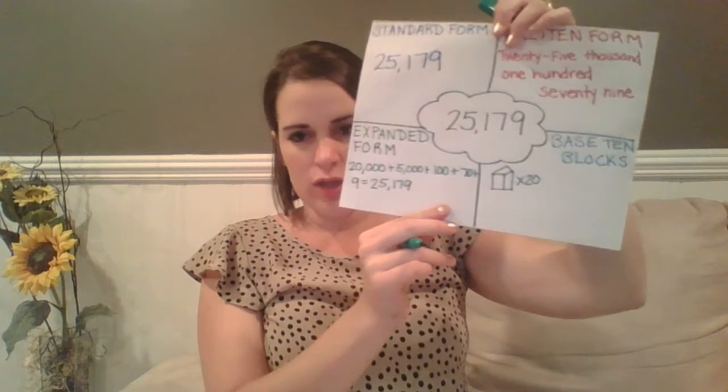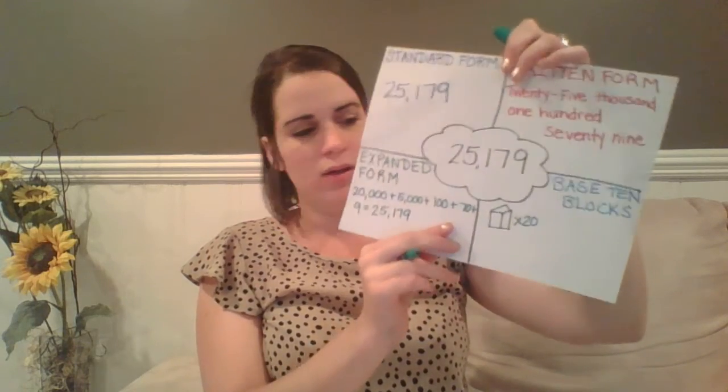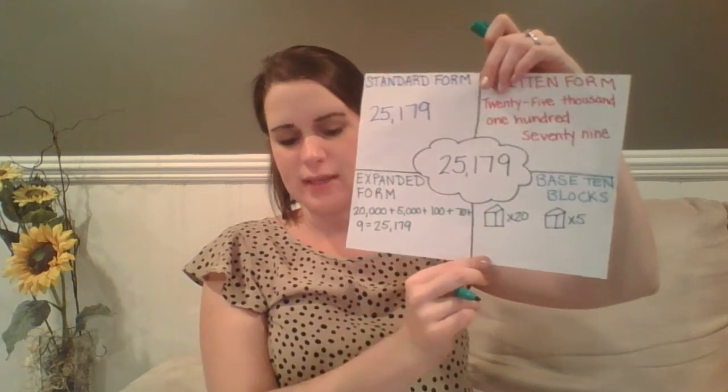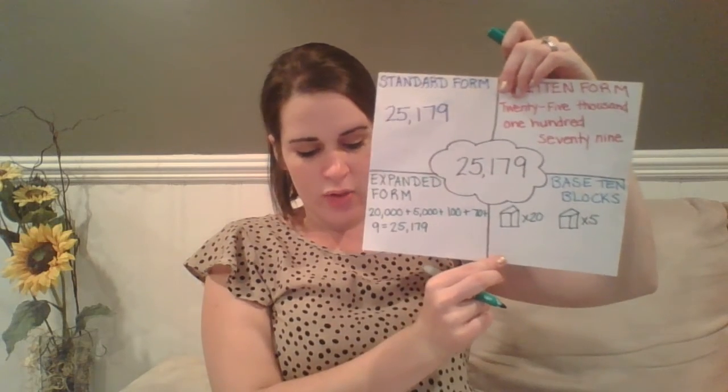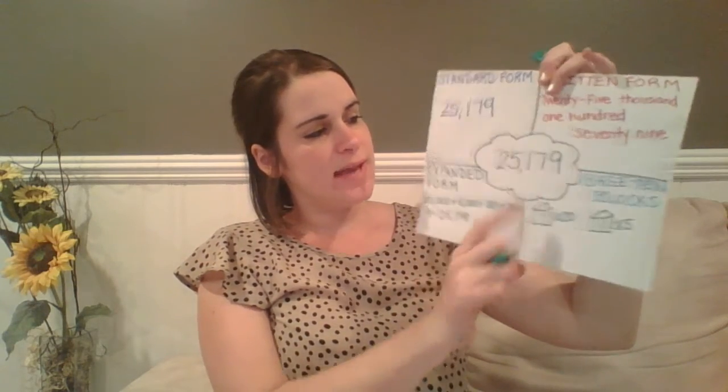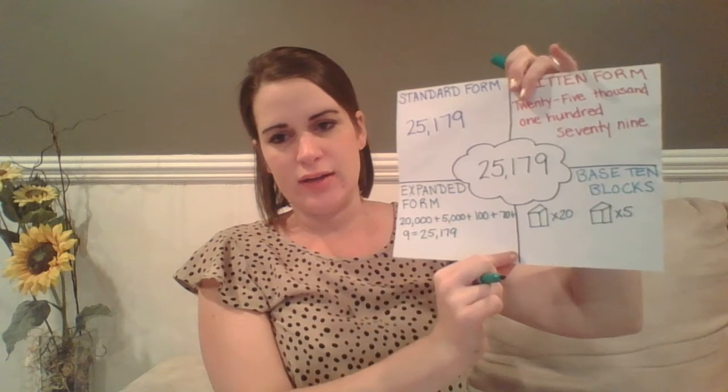So now I want to do my thousands. I have 5,000. I'm going to do the same thing. I'm going to draw another cube to the best of my ability. It doesn't have to be perfect. And I'm going to put times 5. Just like that.